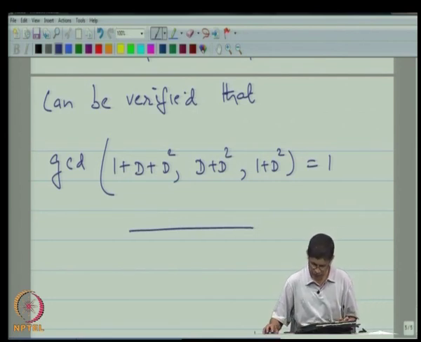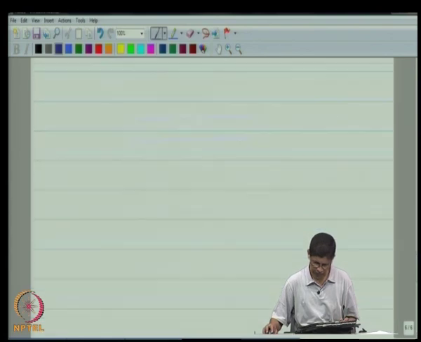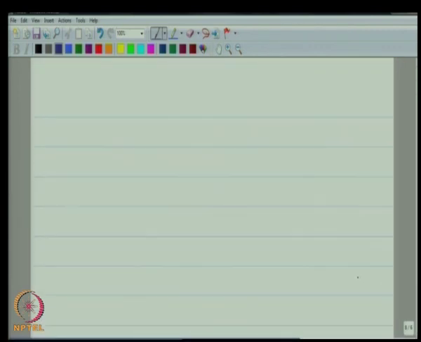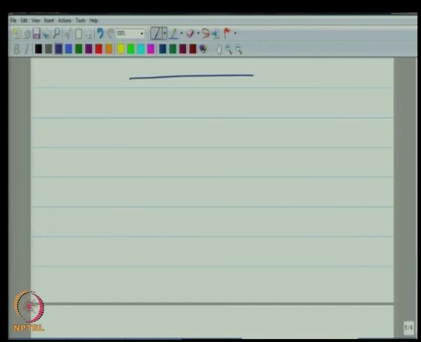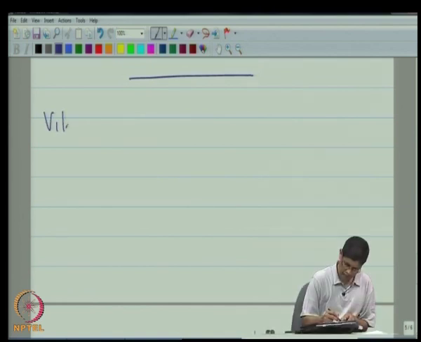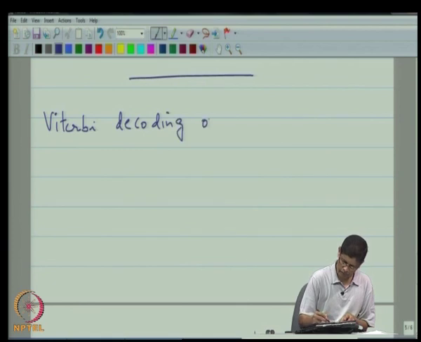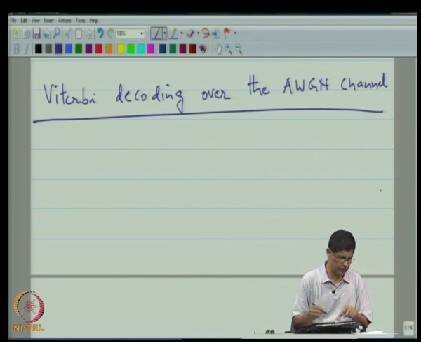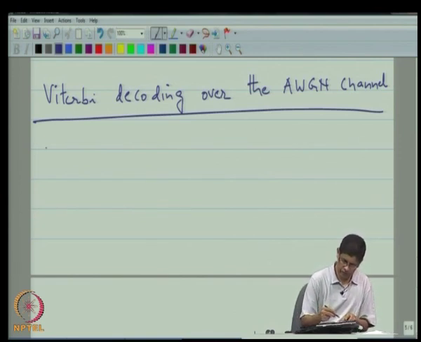Now, the other topic on convolutional codes, and this is the title of our lecture, is how do you do Viterbi decoding over an additive white Gaussian noise channel. So, our channel model will be like this. So this is the channel model in this case.